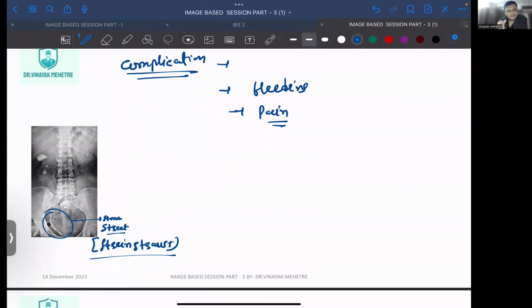And that bleeding got stored in the kidney itself. The bleeding did not come down, it is not coming out through the ureter, hematuria is not happening. That bleeding got stored in the kidney itself. This is what we call renal hematoma. Renal hematoma, right? You remove the stone and there is some cell injury to the kidney.